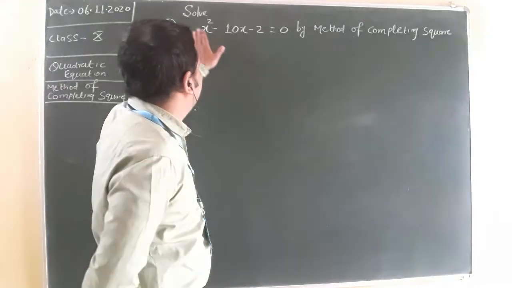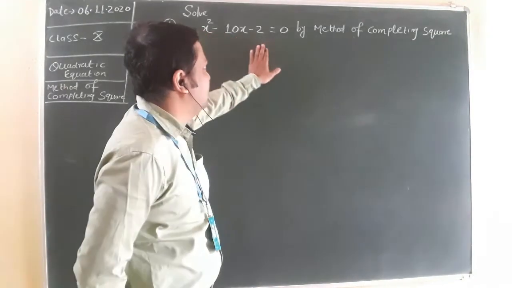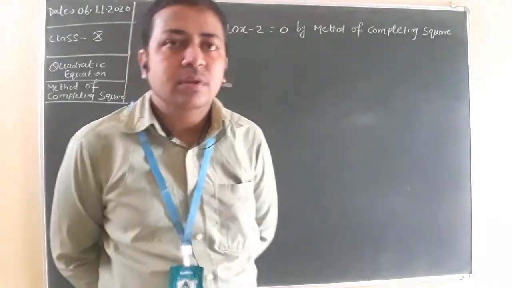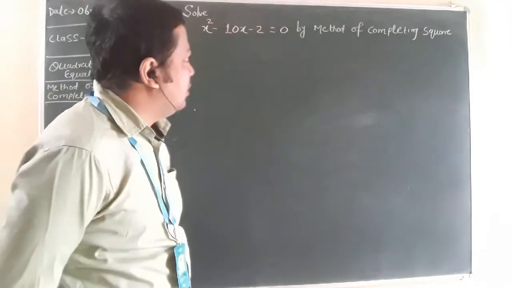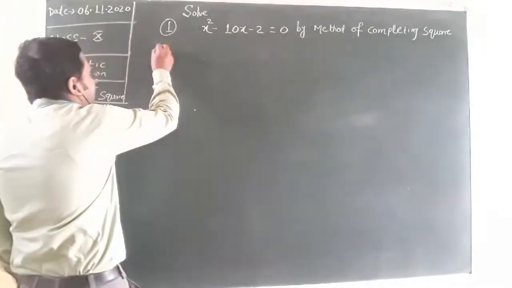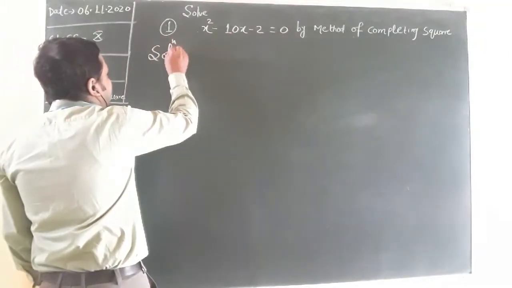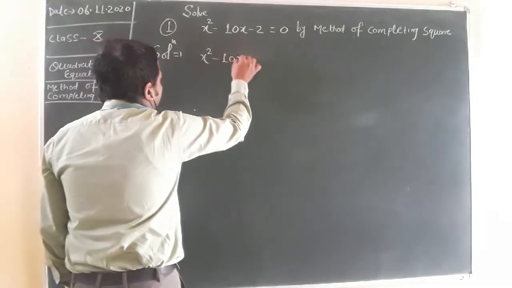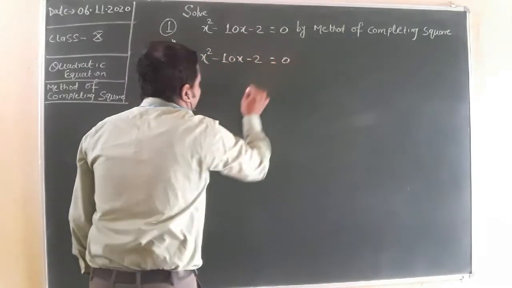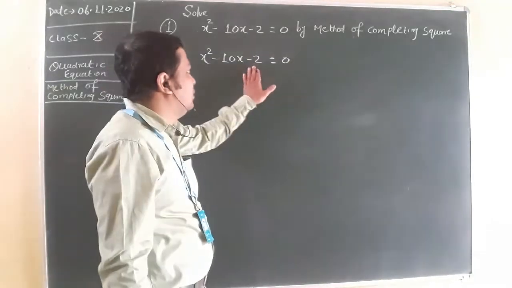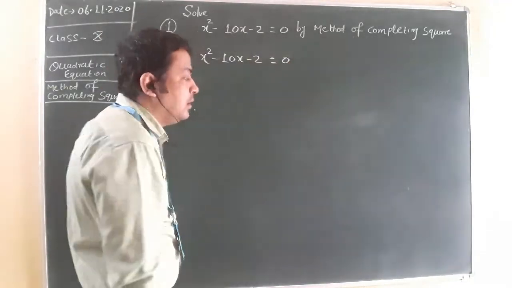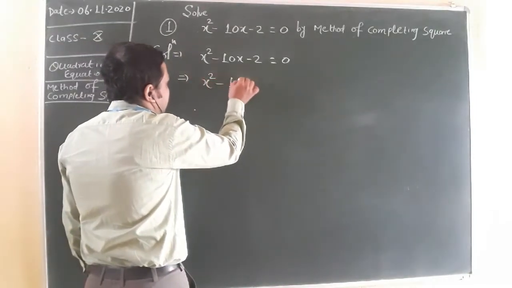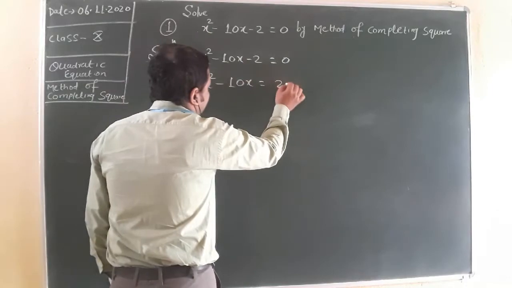The question is: solve x square minus 10x minus 2 is equal to 0 by the method of completing a square. Through this method I will solve this question. Solution: x square minus 10x minus 2 is equal to 0. You have to transfer this constant term to the right hand side of the equation. So it will be x square minus 10x is equal to 2.